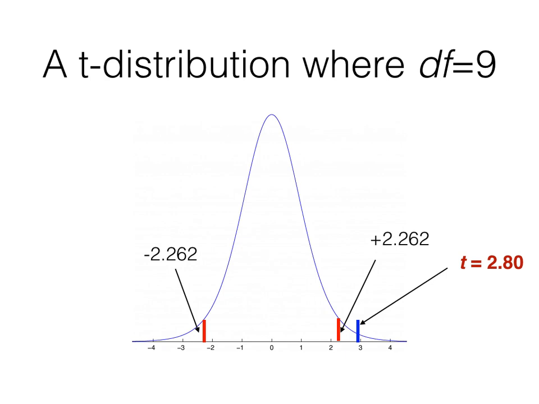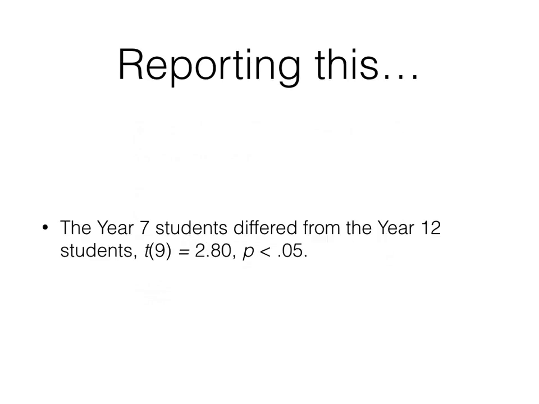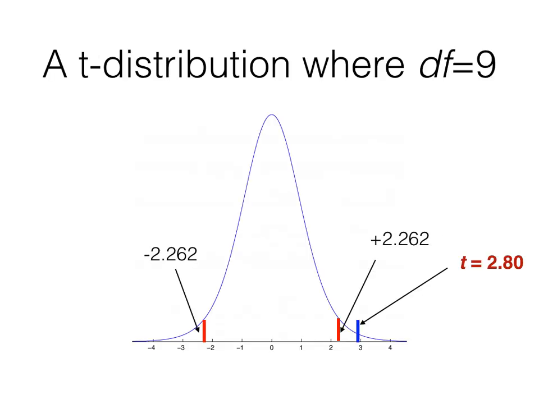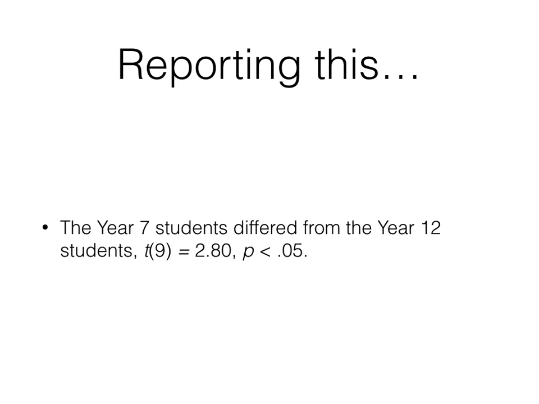the null hypothesis. How you would report this is you could say in your little report, the year 7 students differed from the year 12 students, t(9), and that's in brackets, is the degrees of freedom, as you can see there. So the t is italicized, and 9 is in brackets. Then we have an equal sign, and there's our obtained t. Our obtained t was 2.80, so we put that there, and then our p-value is less than 0.05.